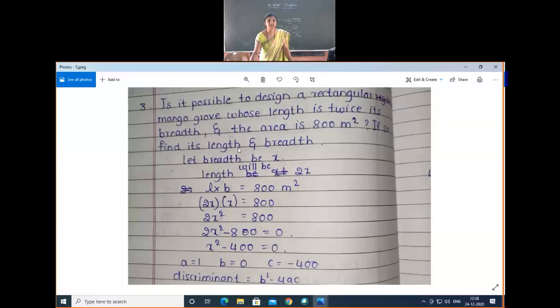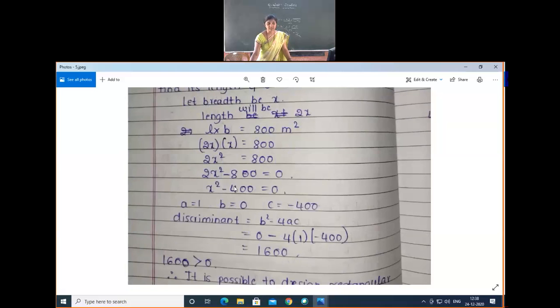Then the area is 800 meters square. What is the area of a rectangle? That is length into breadth, which is equal to 800. Length is 2x and breadth is x, so 2x into x is 2x square equals 800. Take 800 to this side: 2x square minus 800 is equal to 0. After dividing by 2, x square minus 400 is equal to 0.